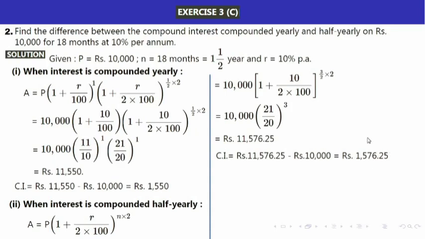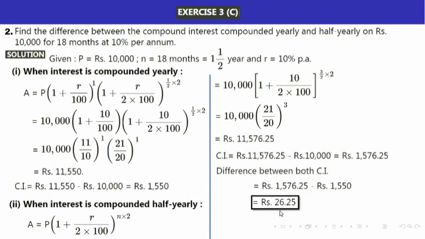Now observe this and observe this. Which one is more? Obviously the interest that we get if the rate of interest is compounded half yearly will be more, right? So this interest is more. So that's why we say that the difference between compound interests will be bigger minus smaller, and when you find the difference, your answer turns out to be rupees 26.25. Okay, so this will be your answer for this case. Pause the video and note down your solution.